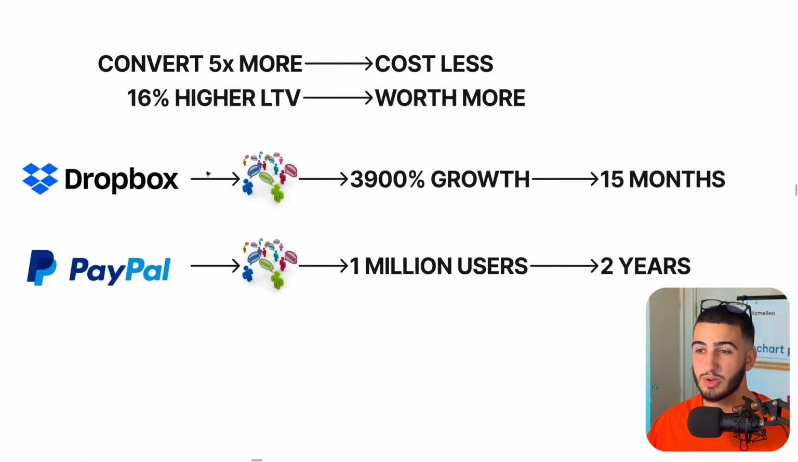So for example, if you go to a restaurant and you have amazing food, and then as soon as you leave, you call your friends to tell them to go check out that restaurant, that is a referral. Referrals allowed Dropbox to grow by 3,900% in just 50 months, and PayPal used a referral system to grow to 1 million users in just 2 years.